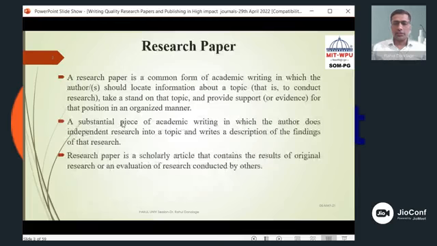So let us start with the very basics, that is, the research paper. All of you must know this, but this can be just a revision. You must have read some research papers. Some of you have already published research papers. Some of you have written research papers. So what we exactly do when we write a research paper is a common form of academic writing.